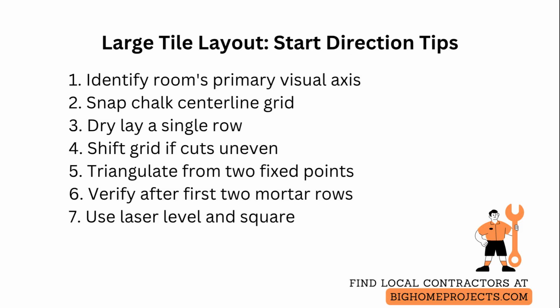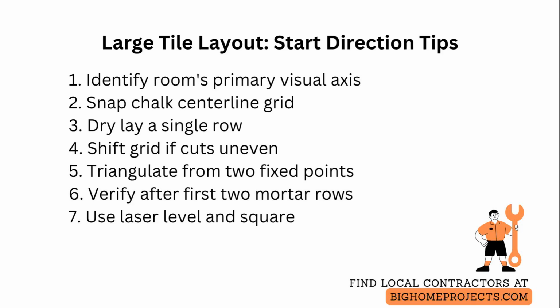When working from a diagonal or offset pattern, triangulate from 2 fixed points such as a doorway corner and the opposite wall to keep corner joints consistent across the field. Always verify the layout again after setting the first 2 rows with mortar because tile placement can shift and small adjustments early are far easier than regrouting later.